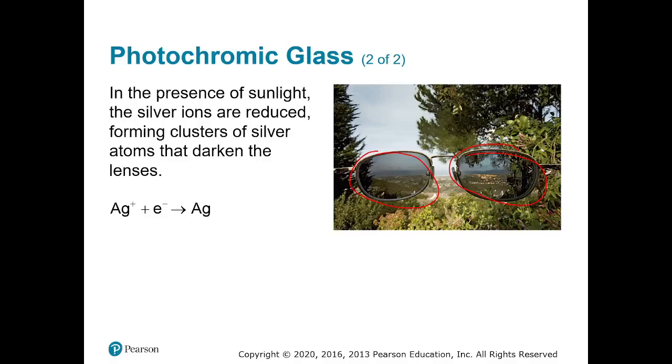The silver metal is opaque. It actually blocks a fair amount of the sunlight. And that's what you're seeing here. And you can see it's actually quite a bit of blockage. They're pretty effective photochromic lenses in this case.